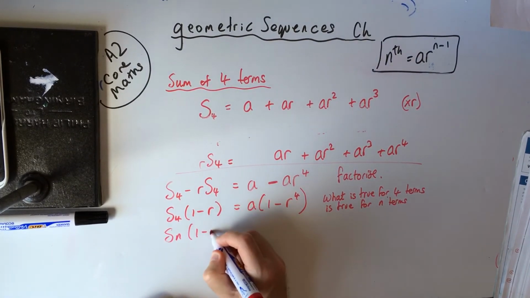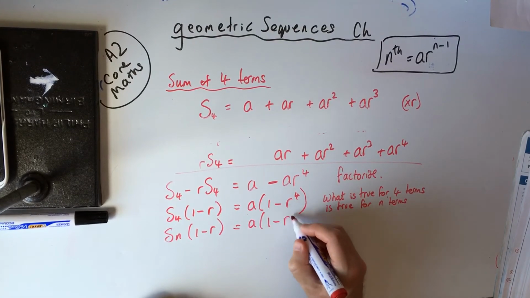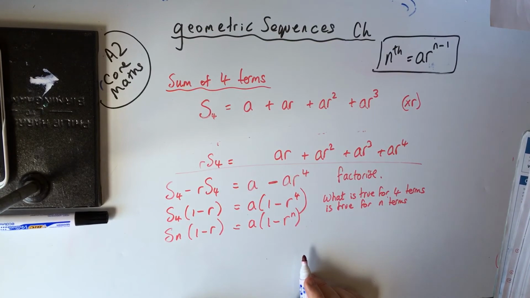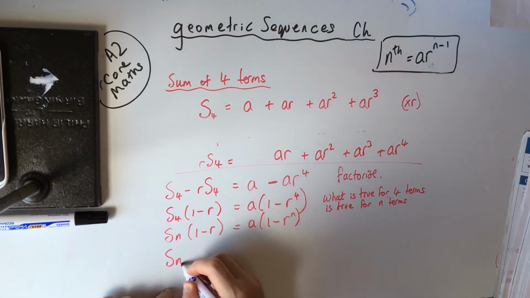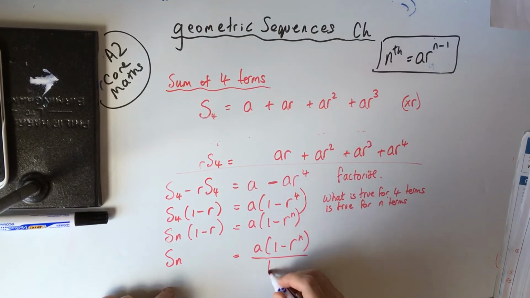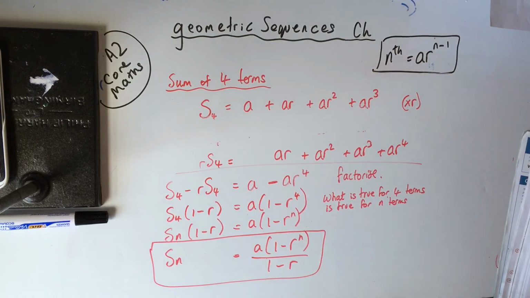So now we've got the sum of n terms, there it is. And then you can see what we're going to do, we're just going to divide by 1 minus r. So the sum of n terms is a times 1 minus r to the n, over 1 minus r, and there it is. That's the formula for the sum of n terms of a geometric sequence. Remember it as 1 minus r to the n over 1 minus r. They go handily, they go the same way.